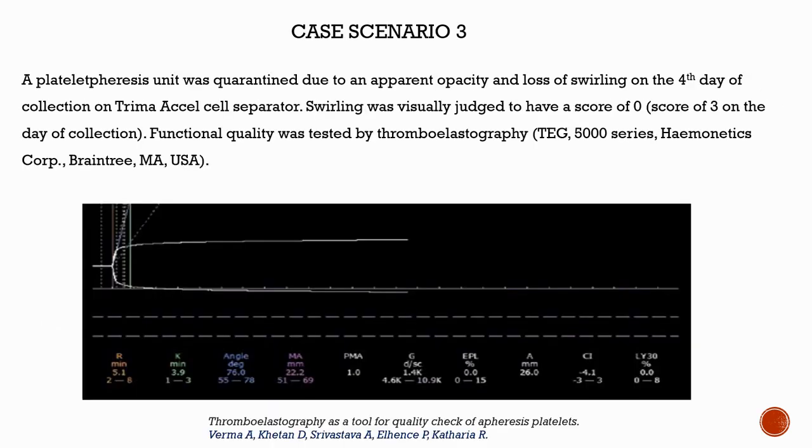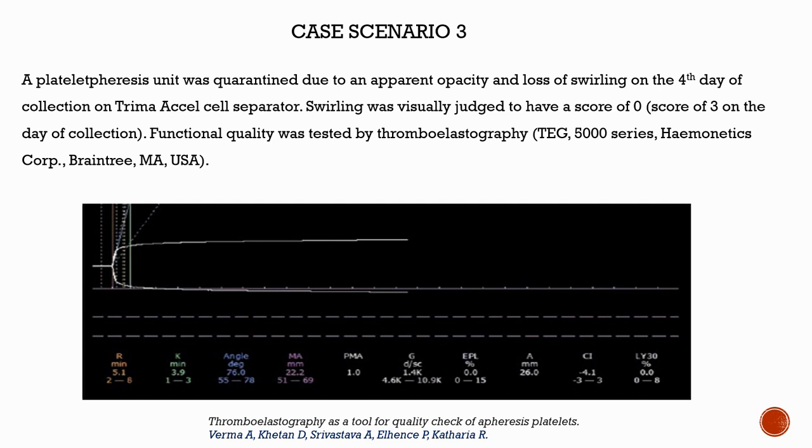Case scenario 3. A platelet apheresis unit was quarantined due to an apparent opacity and loss of swelling on day 4 of collection. Swelling was visually judged to have a score of 0, but on the day of collection, the score was 3. Functional quality was tested by thromboelastography.